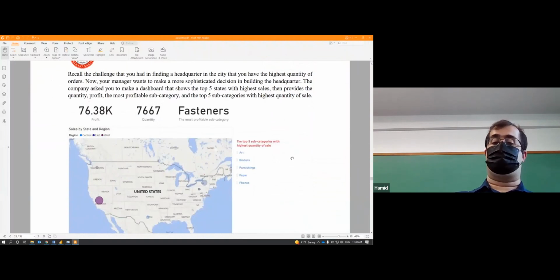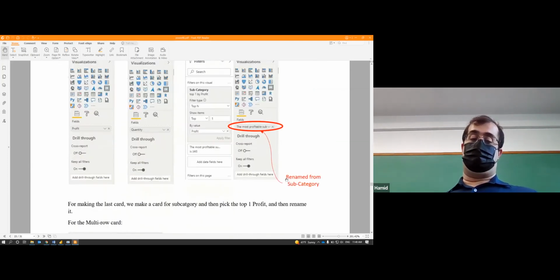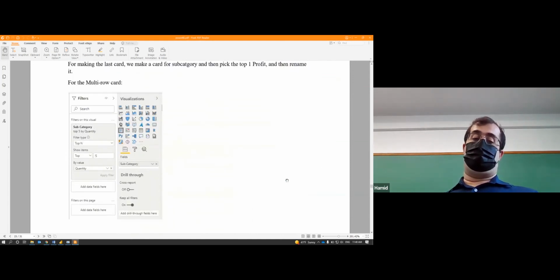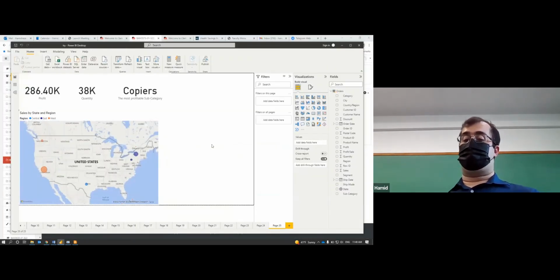The last part, as you see, we want to look at the top 5 subcategories with highest quantity of sales. As you see this time, it seems I already have a card, but this time with multiple lines. So you should pick the correct one, which is the multi-row card. Click on the white section of your figure. This time, pick the multi-row card, which is number 5 in the 4th row.